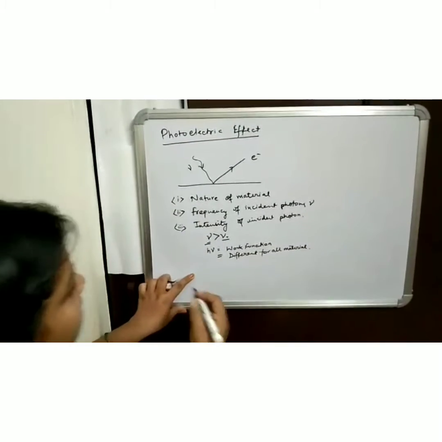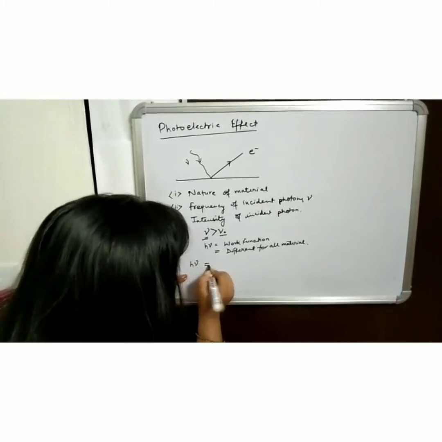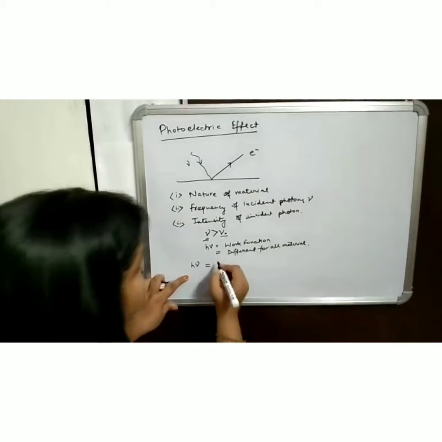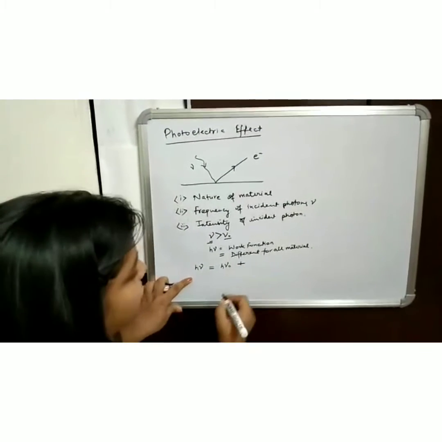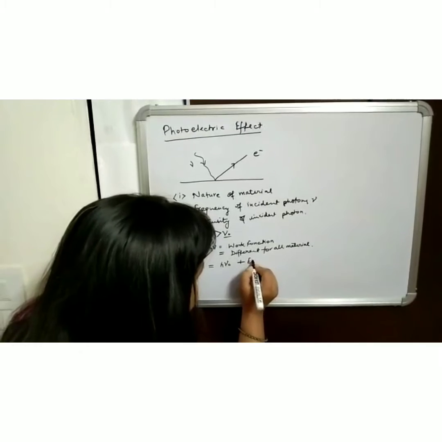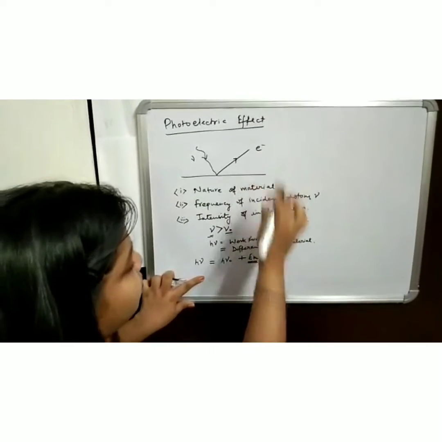Now we write the total incident energy as h mu. According to the law of conservation of energy, it will be equal to h mu naught, that is the work function, and the rest of the energy is kinetic energy. Due to this kinetic energy, the photoelectrons move in the system.